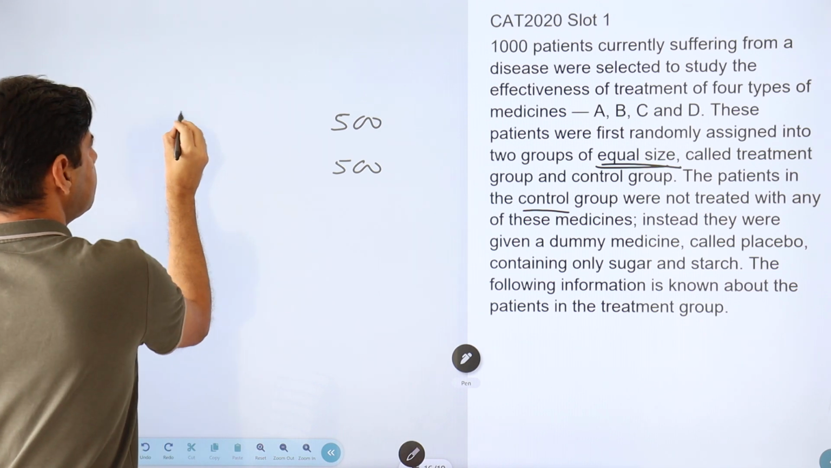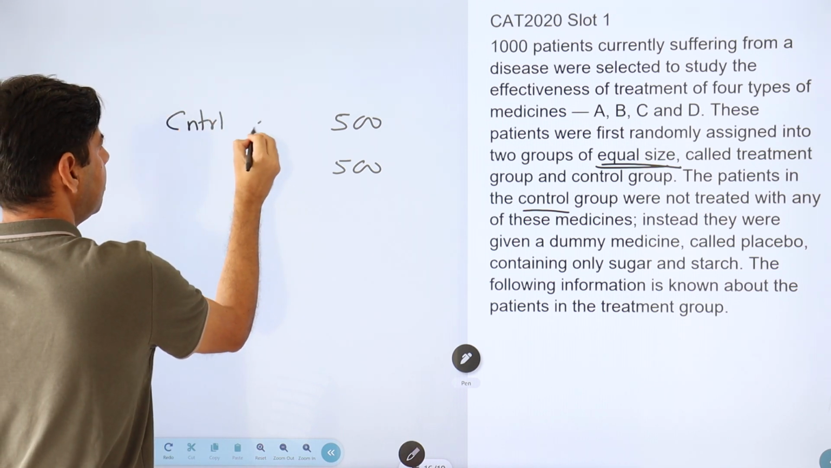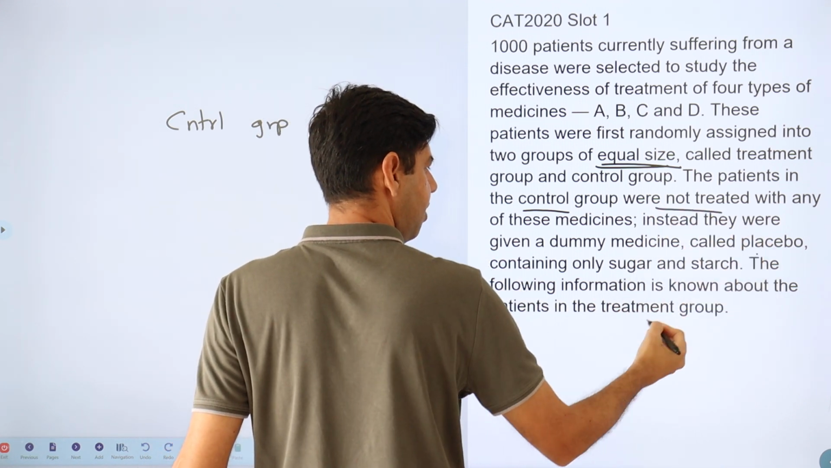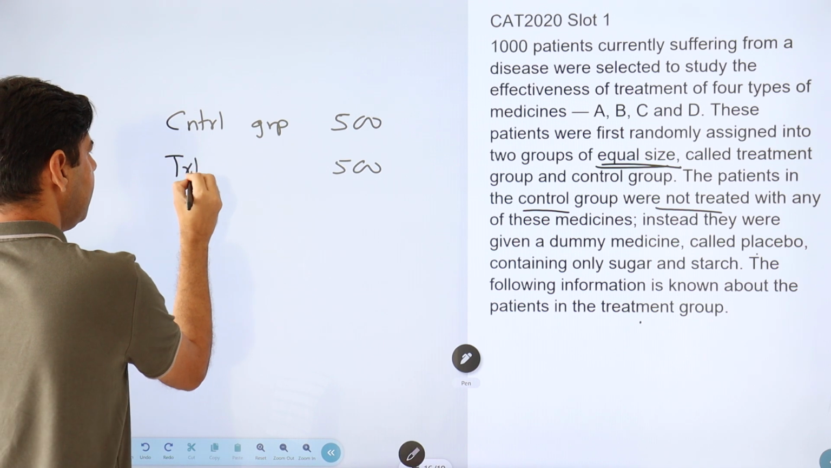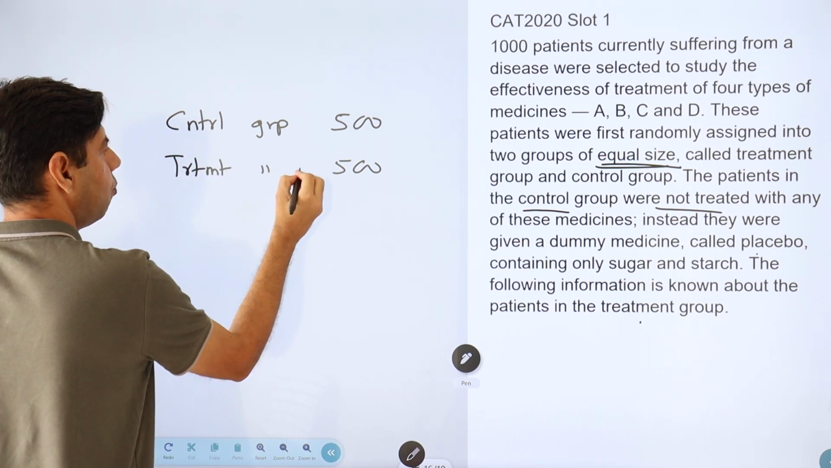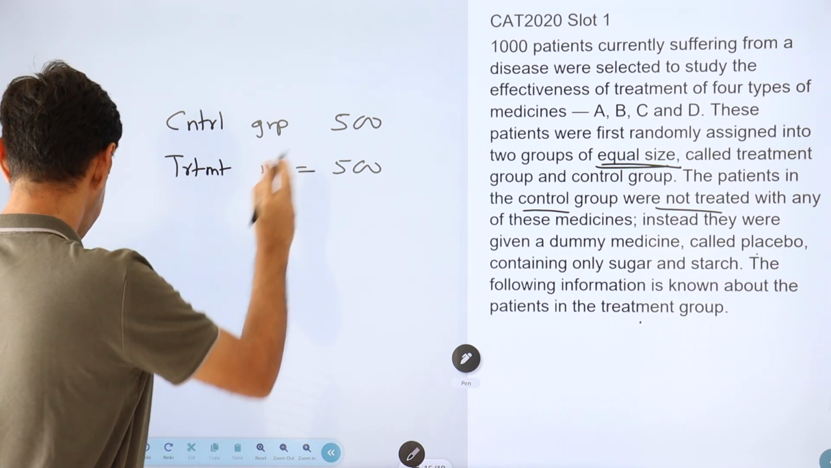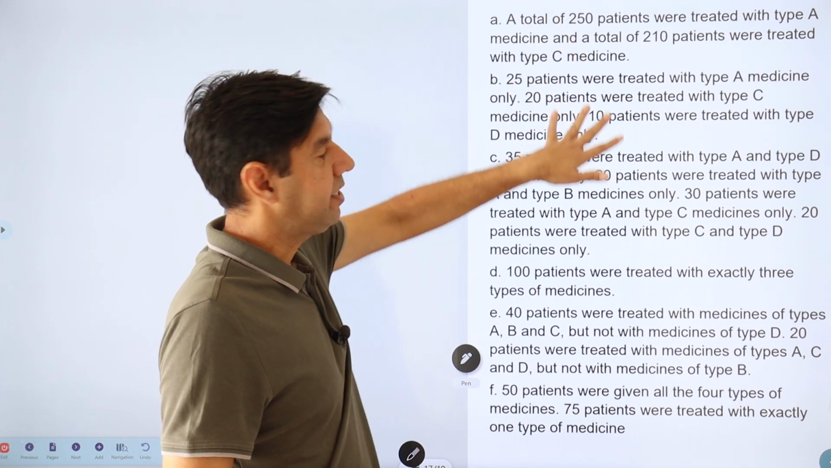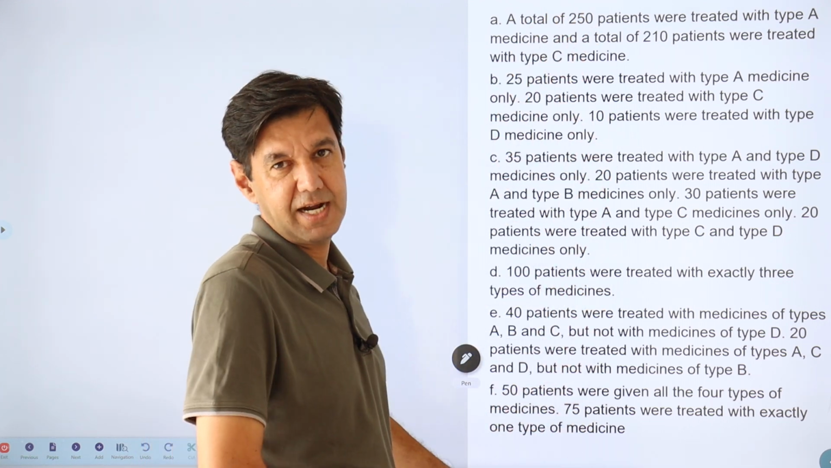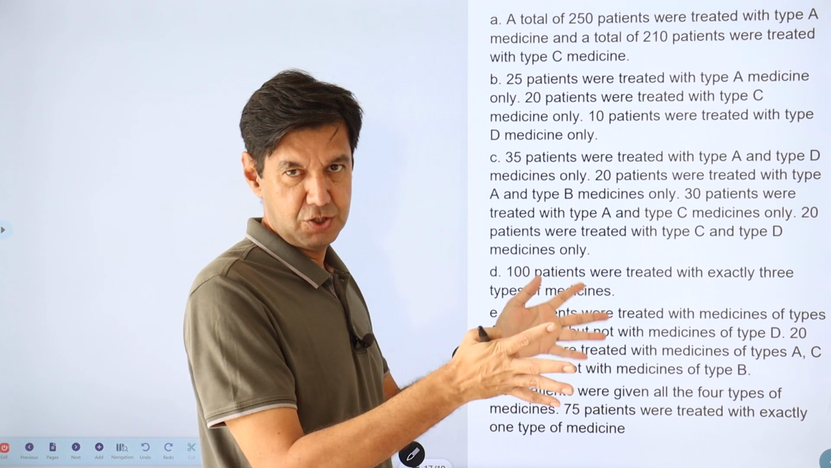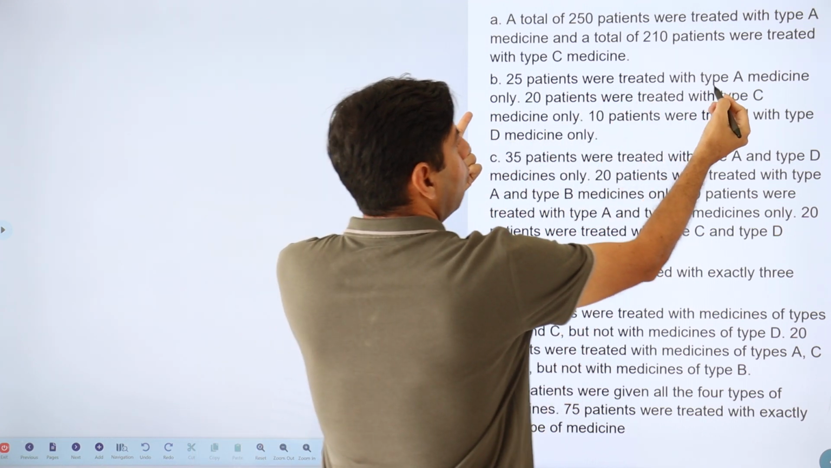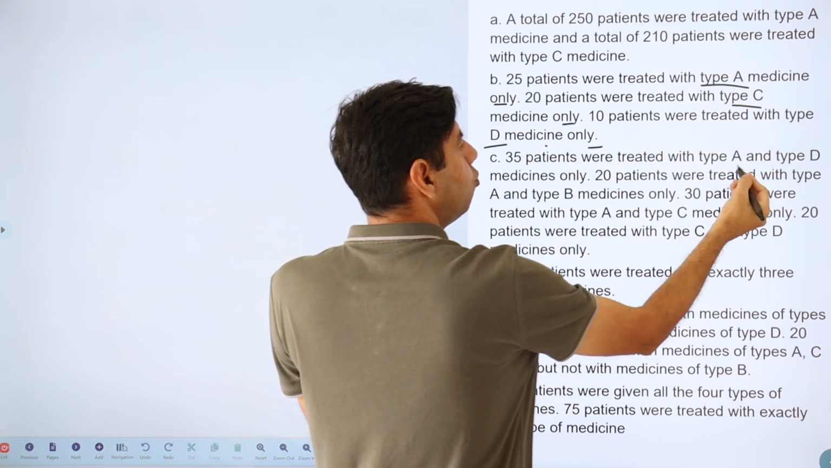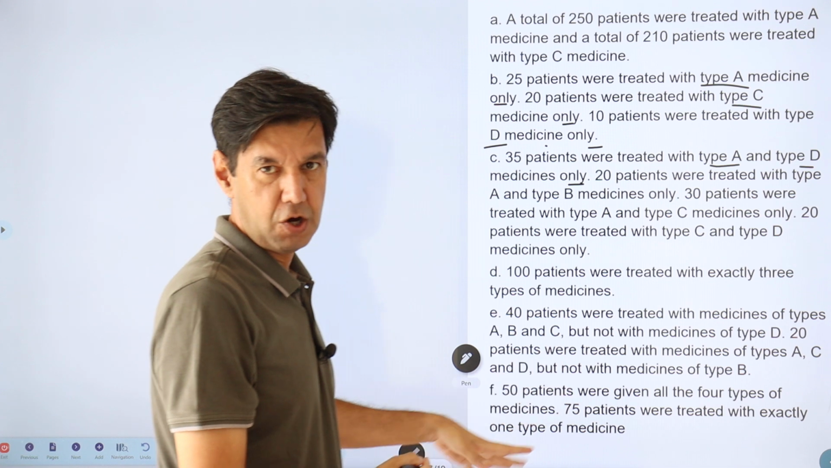Patients in the control group, so there's something called a control group, are not treated and given a placebo. And then there's a treatment group. You need to understand that the treatment group is only 500, and these are the 500 on which different medicines were tried. One quick reading through this makes it very apparent that many different combinations are given: one medicine at a time, type A only, type C only, type D only, or 2 of them, A and D, and so on.